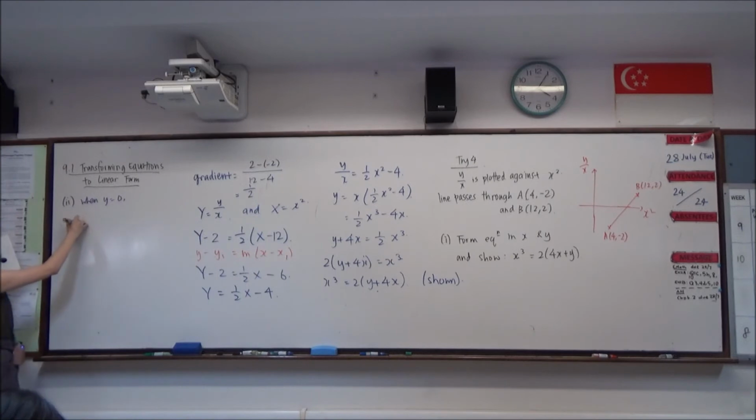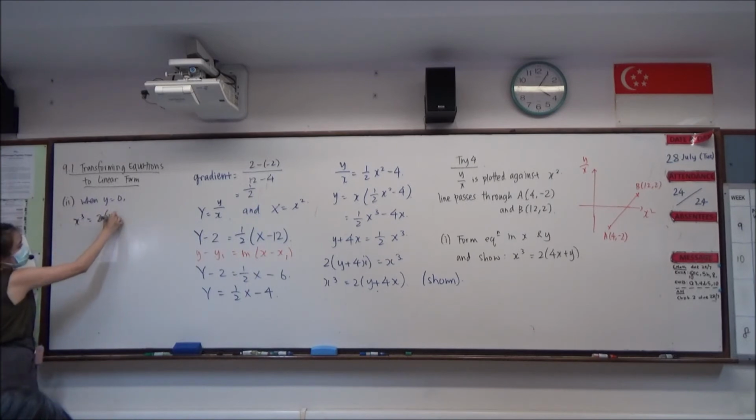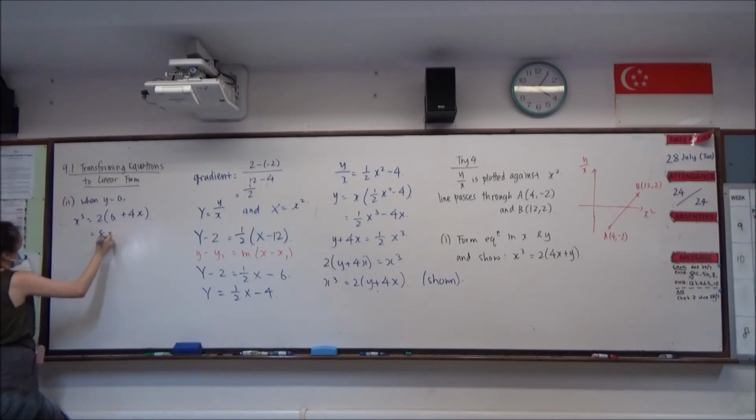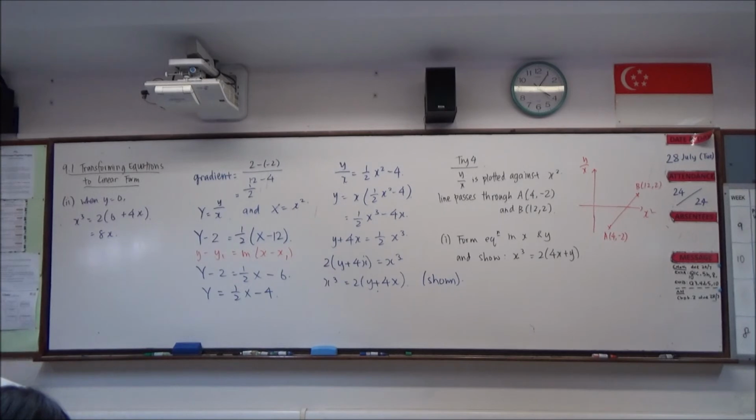Okay, so x cubed equals 2 times 0 plus 4x. So we get x cubed equals 8x. How do I solve after that? What is the next step? We have done this a few times. What should our next step be? Emily, what do you think? Do I divide by x throughout?